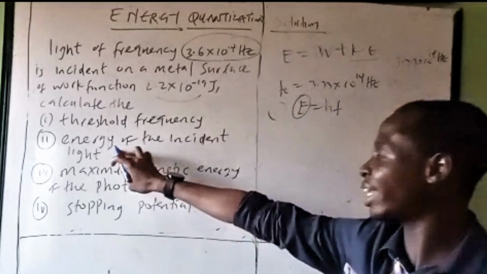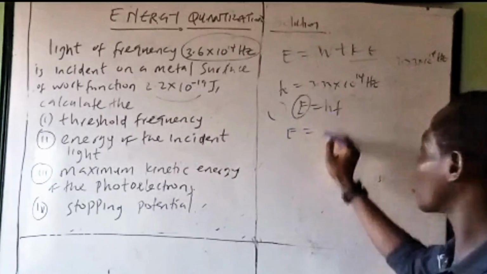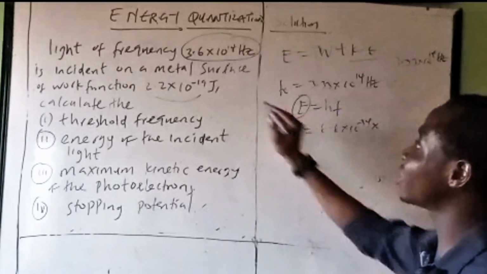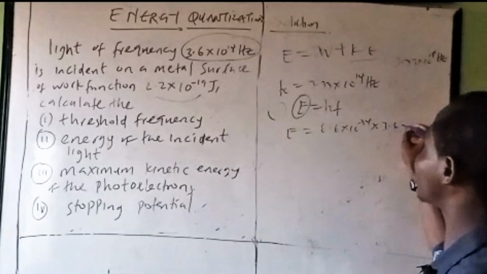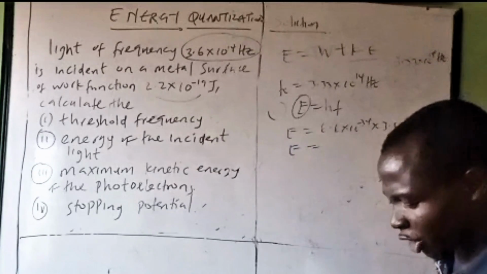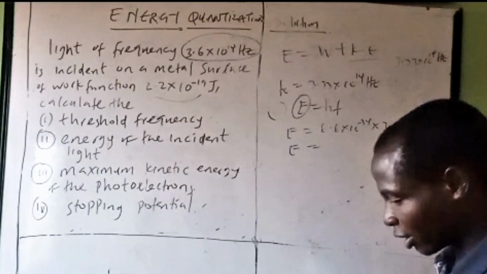We have to calculate energy, that is, you have to calculate this E. So this will give E is equal to the Planck constant, 6.6 times 10 raised to minus 34, times the frequency, which is given as 3.6 times 10 raised to 14. So when you multiply through, we're going to have 6.6 multiplied by 3.6.